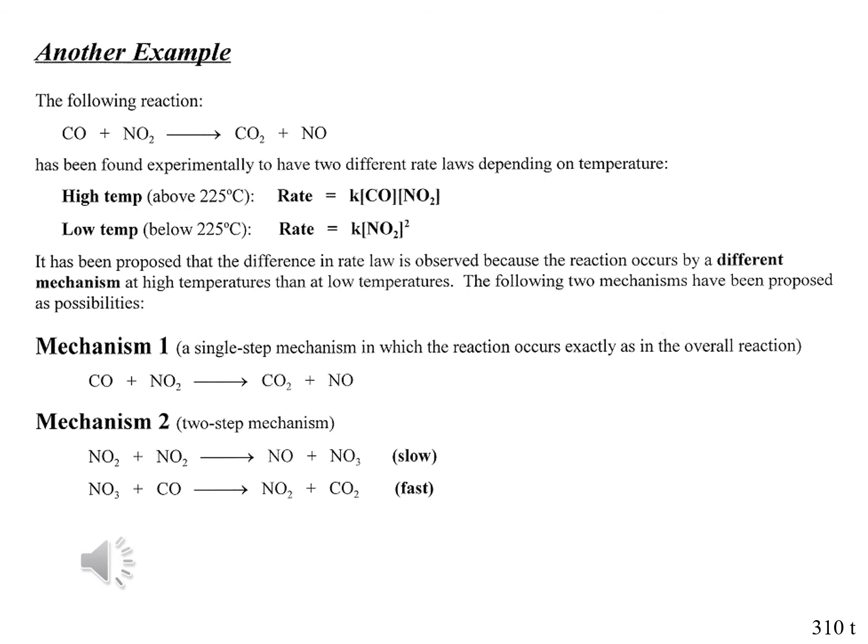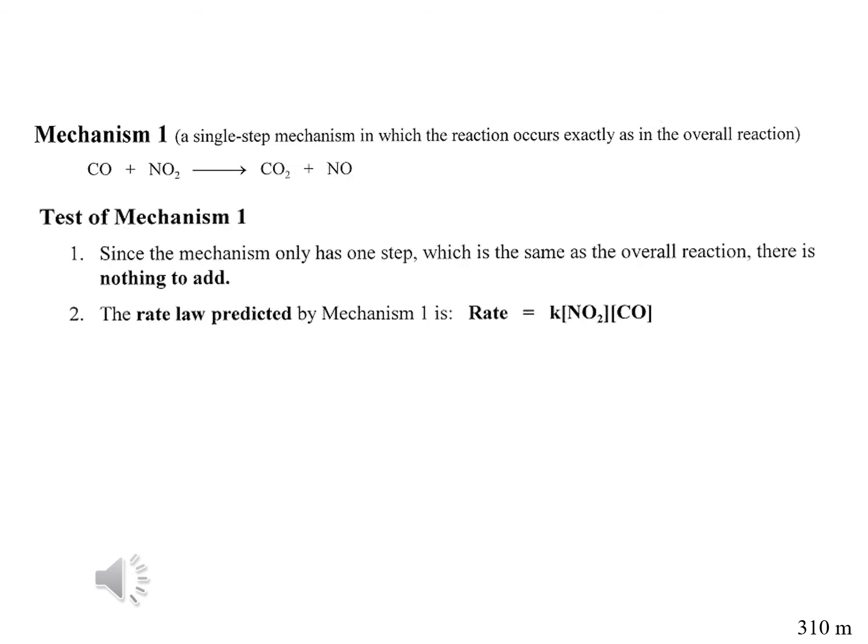All I want to do with these two mechanisms is I'm going to tell you that these are the two that people believe happens. I want to match each mechanism with the correct temperature. Now for mechanism 1, there's nothing to add because there's only one step, so it's the overall reaction. But the rate law predicted by the mechanism, since there's a 1 in front of each substance, is going to be NO2 and CO are both to the first power.